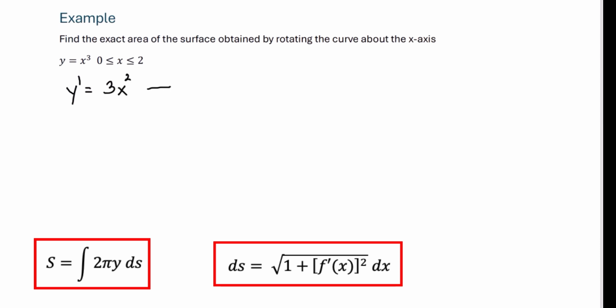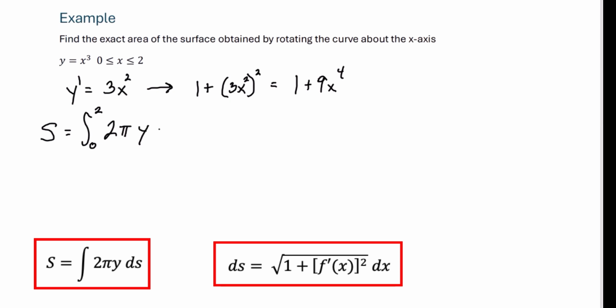And then if we slowly build that arc length formula, we'll get 1 plus the derivative squared. That is 1 plus 9x to the fourth. Now, filling in the formula for s, we have the integral from 0 to 2. Those are the limits that we were told to begin with. 2 pi y times the square root of the value we just found, 1 plus 9x to the fourth dx.